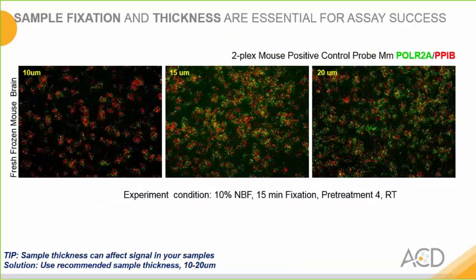I want to bring to your attention how sample thickness can affect RNAscope signal. For simplicity, this is showing a multiplex fluorescent assay with fresh frozen mouse brain tissue of varying section sizes. As you can see, sample thickness is directly correlated with signal output using the exact same experimental condition. Therefore, it's really important to follow the sample preparation guidelines, which is part 1 of the user manual.